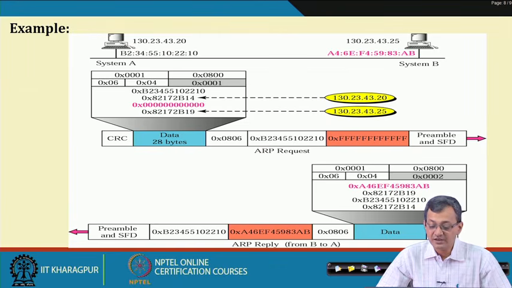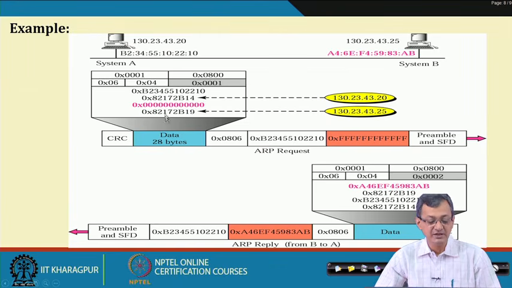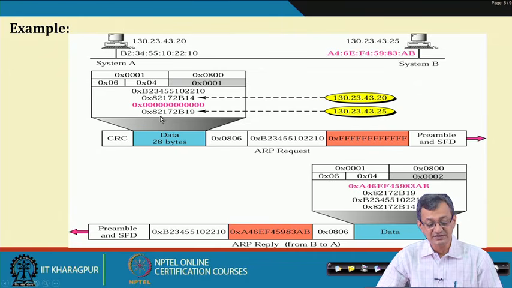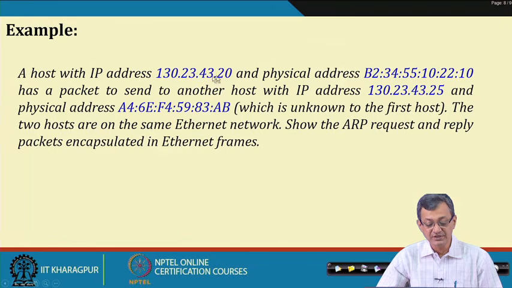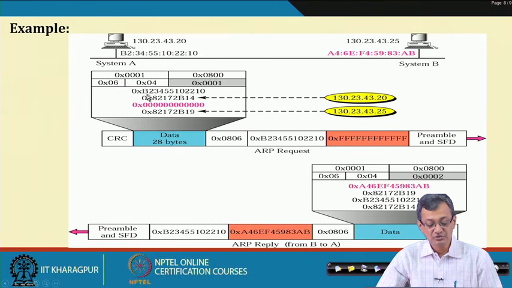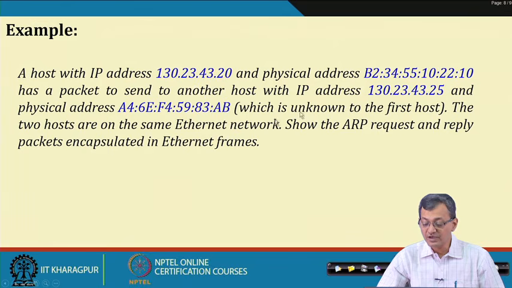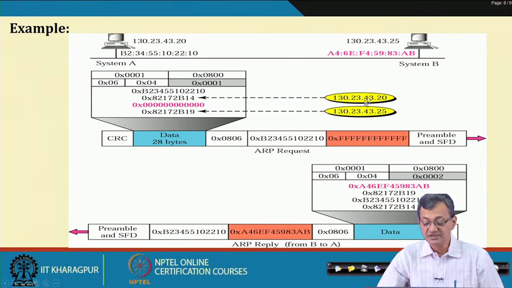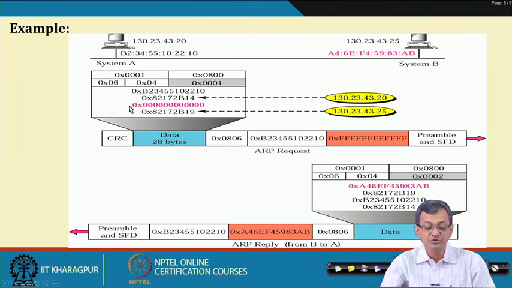If we look at the ARP request path, what is happening is that it does not know the hardware address of the destination; the rest are known. The source address 130.23.43.20 is embedded in hex, and the destination IP 120.23.43.25 is also embedded. Only this hardware address, the physical address, is not known.